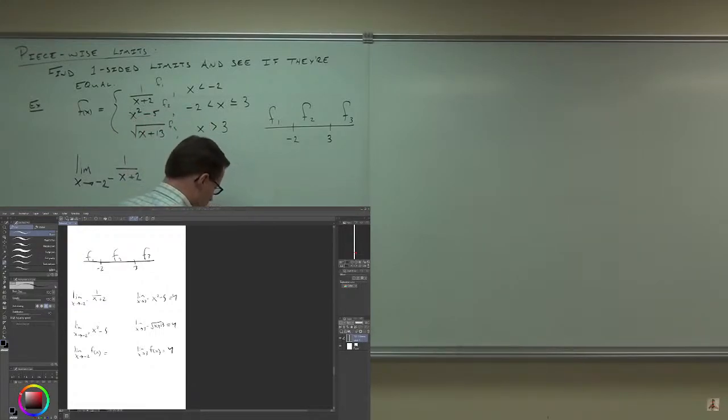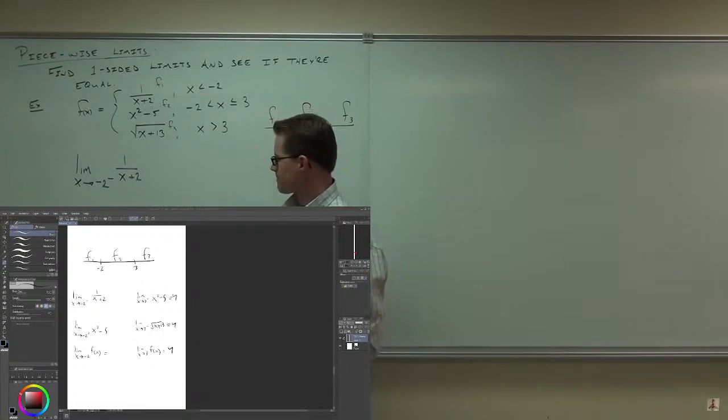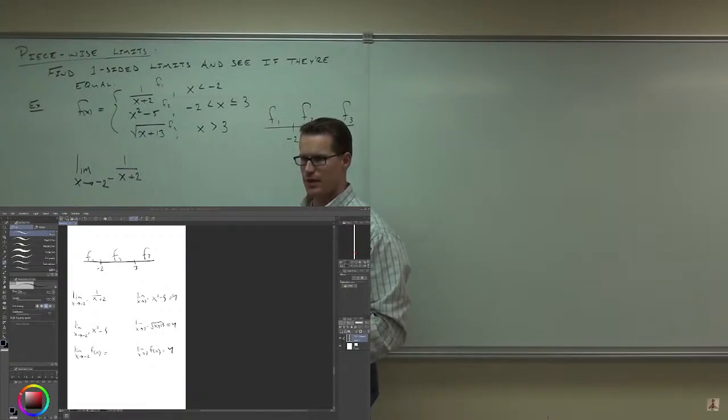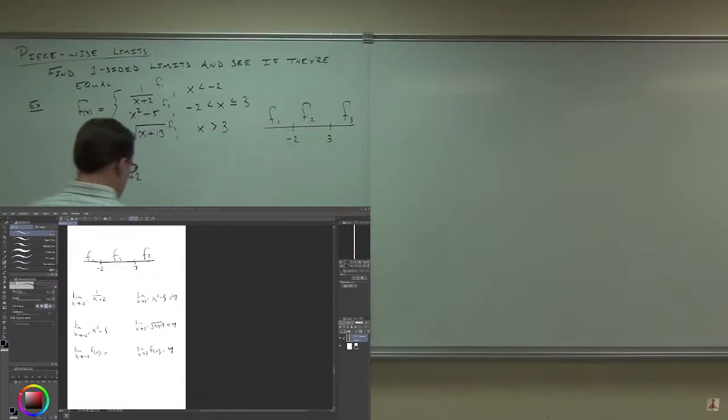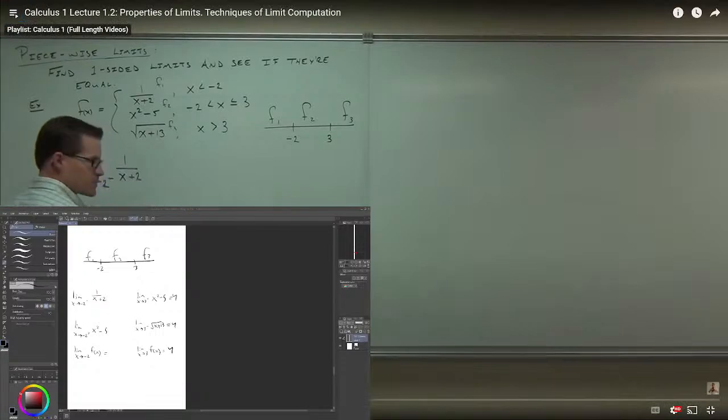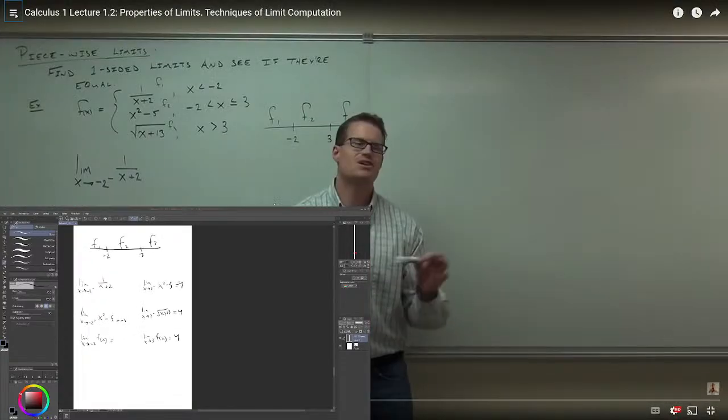Now let's start over here. Can I plug this into that function? Yup. Absolutely, that's a polynomial. So ignore the thing on the right. Plug in -2, how much are you going to get? -1. Absolutely, -1.